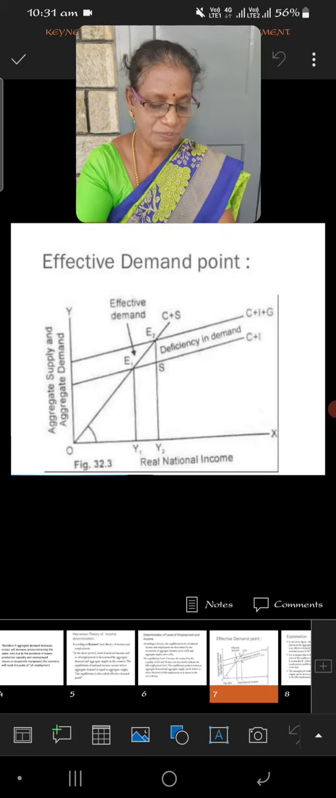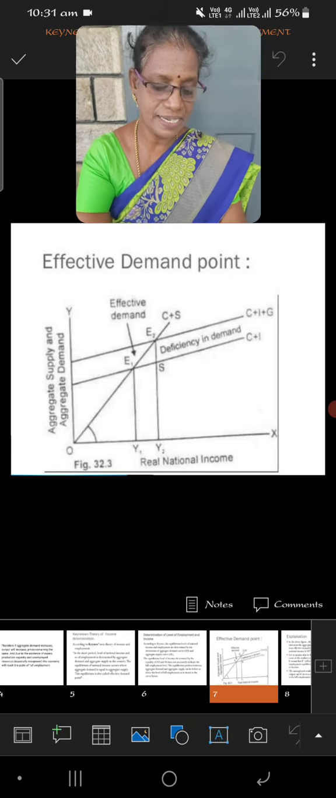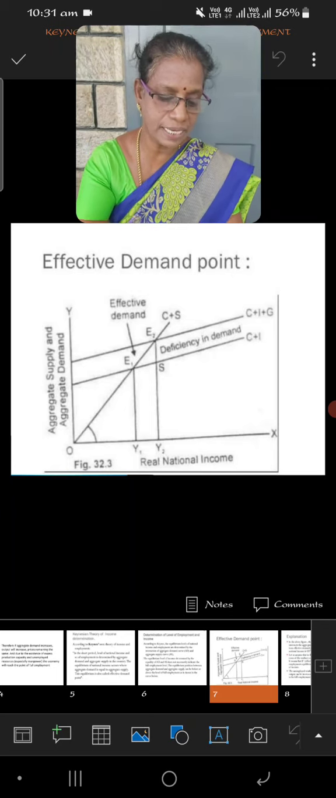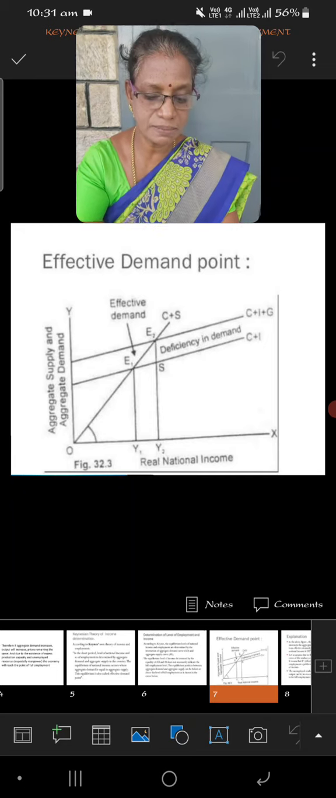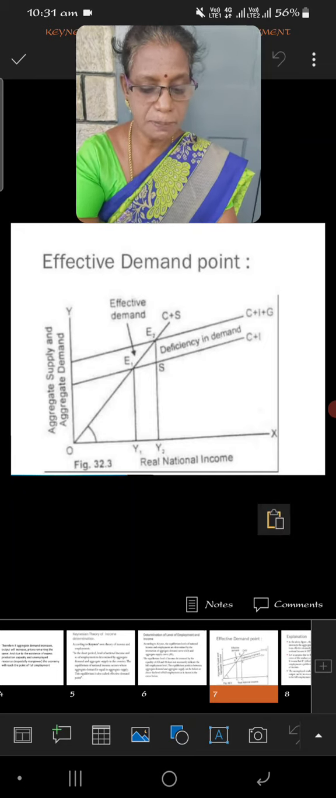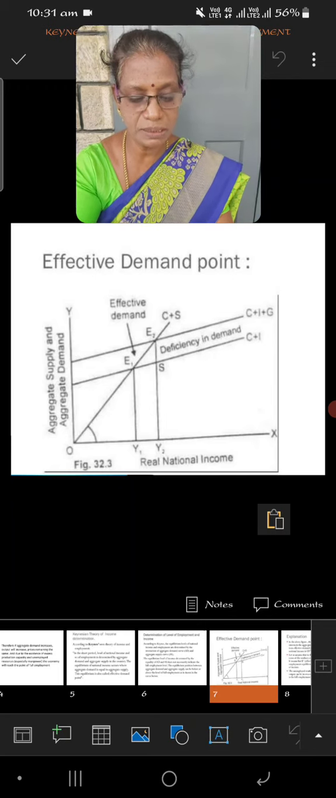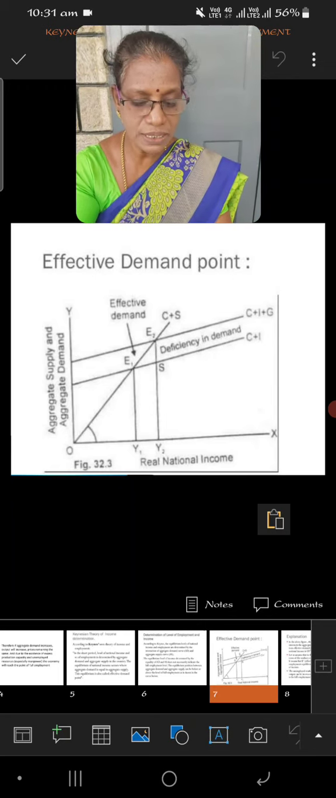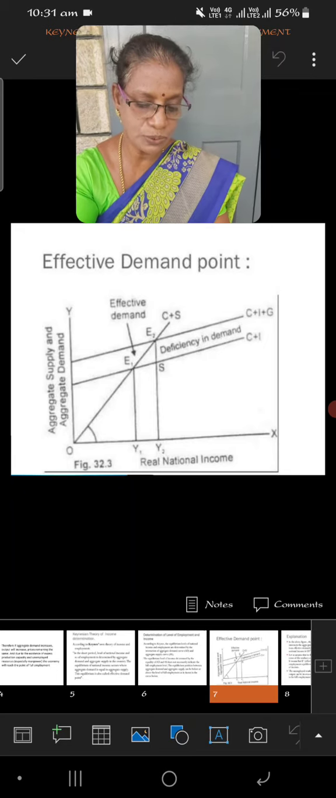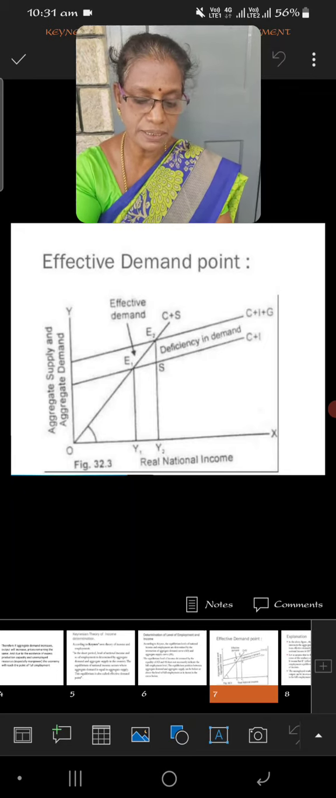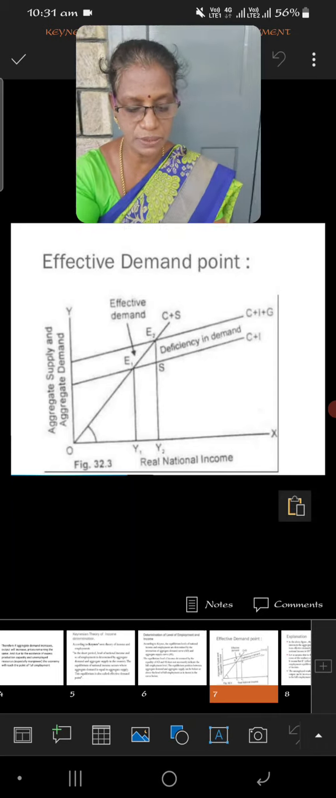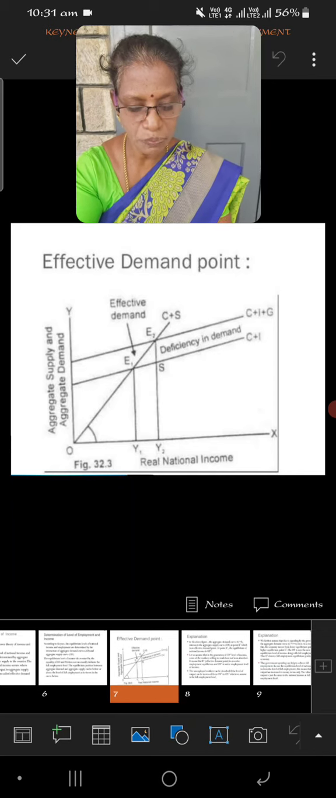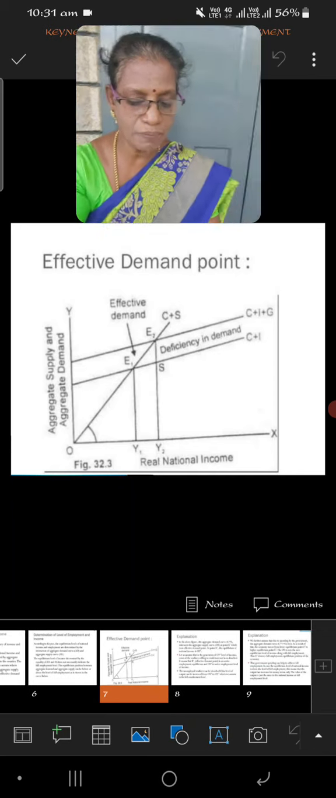In this diagram, the x-axis measures real national income, and the y-axis measures aggregate supply and aggregate demand. C plus I is the consumption and investment curve. Next, C plus I plus G, consumption, investment and government expenditure. OS is the supply curve. How do we restore the equilibrium point? Already I told you, by equating the two market interactive forces, demand and supply, we can restore the equilibrium point. So E1 is the point of equilibrium, Y1 is the equilibrium level of income.